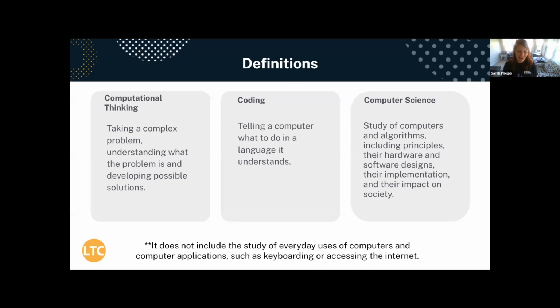And as we look at these standards, you're going to see that it's only one of the practices. It's only one of the subcategories here. Now, what is important to notice is that none of these things, computer science, coding, or computational thinking, is just that everyday use of computers.